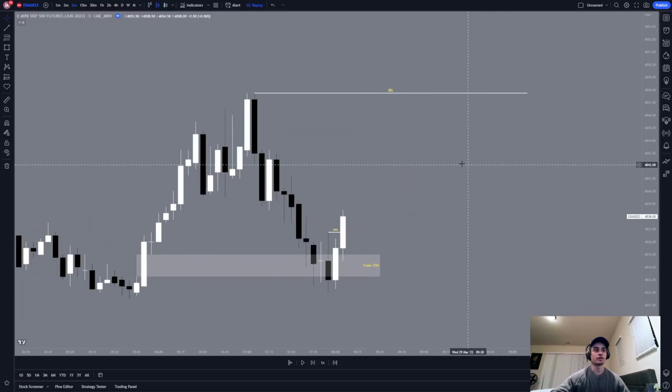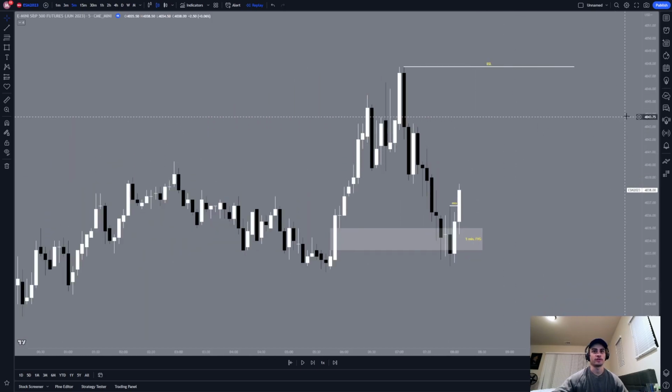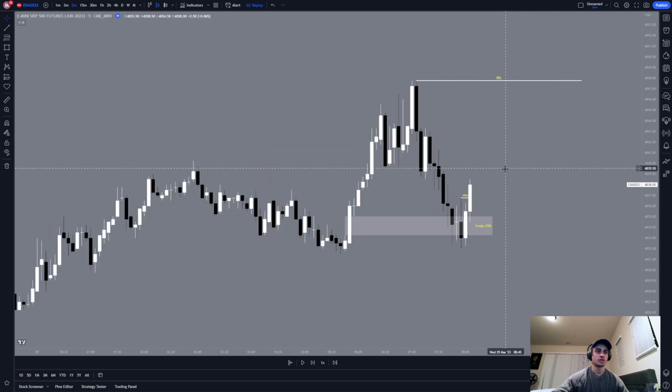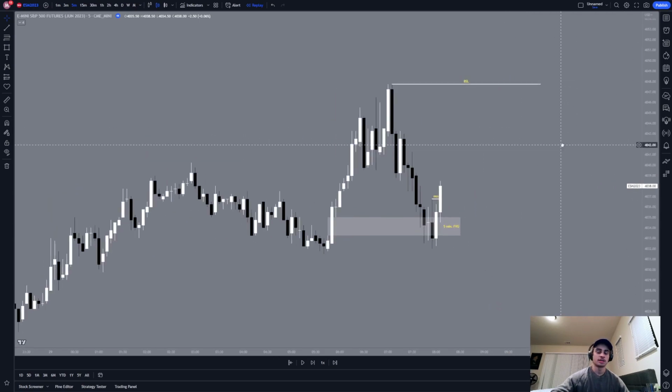Today I'm just going to go over how you can trade smart money concepts in a very simple way on the 5-minute chart. So starting off, first things first, you want to mark out areas of interest such as liquidity, fair value gaps, order blocks, just things like that.